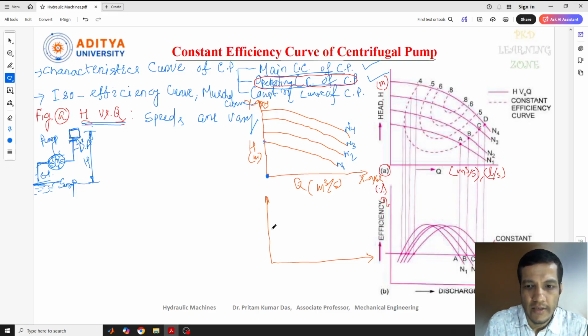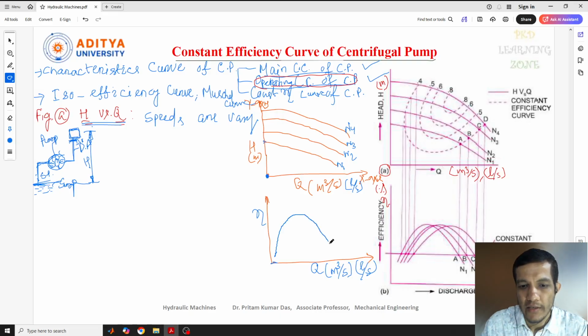The next diagram is the plot between the efficiency and the discharge. The same thing, discharge we can write in meter cube per second, or if you want, liter per second also. Here, the efficiency point is supposed to start from the origin, but we'll take a little bit of height here, and here also we'll take for different speeds. This is the first one, and this is the second speed, this is the third speed, and this is the fourth one, n4.